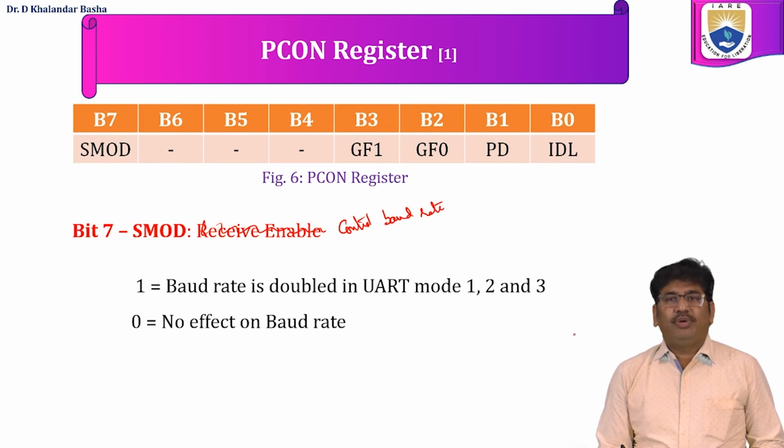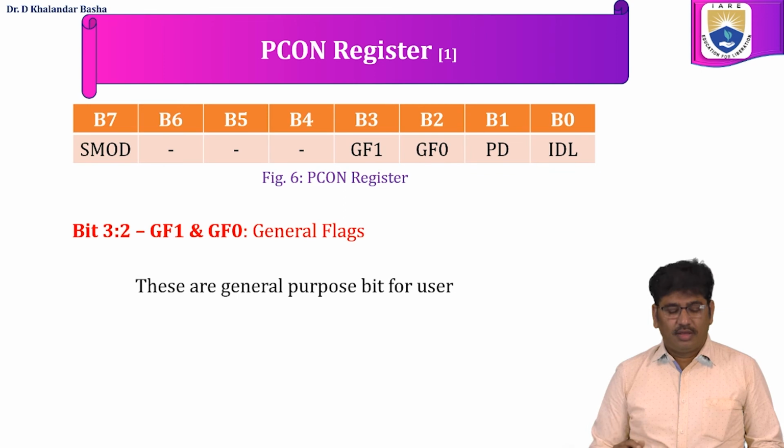If the SMOD bit is equal to 1, the baud rate is doubled in UART in modes 1, 2, 3, which are asynchronous communication. If the SMOD bit is equal to 0, the effect of baud rate with respect to SMOD is inactive. That means whatever the fixed baud rate and variable baud rate is defined in the earlier expression, that will be executed. For doubling, we have to make SMOD equal to 1.